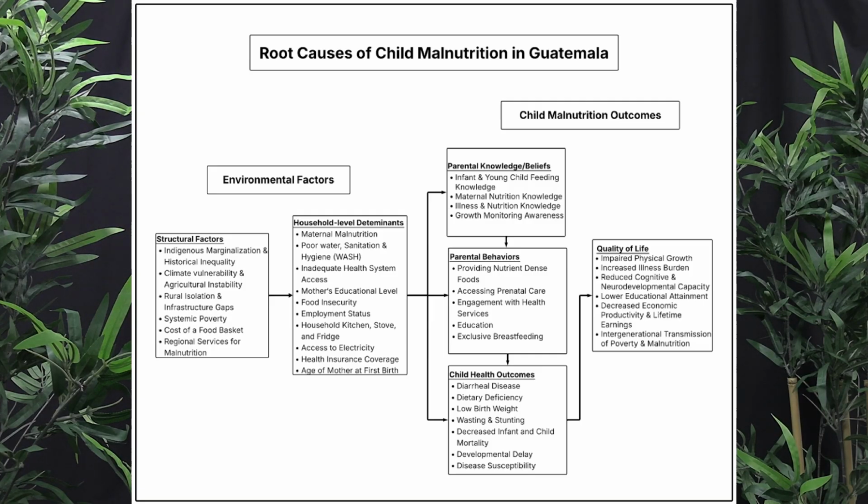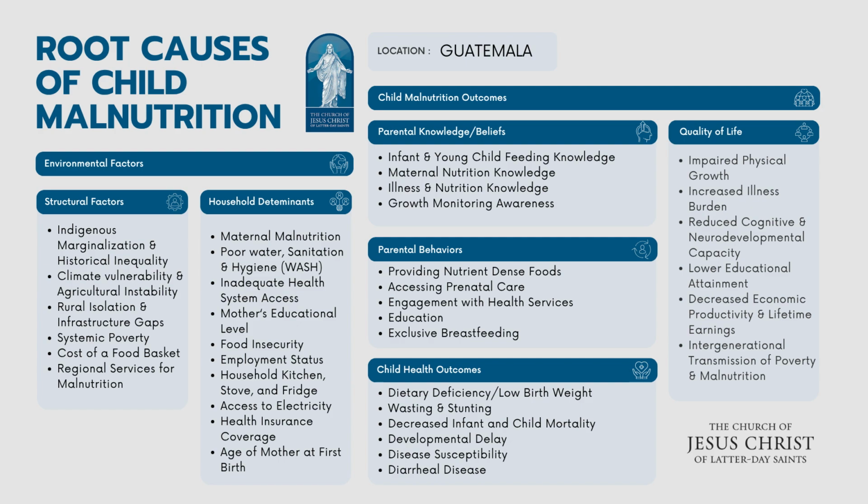Our third deliverable was a logic model, which is where we mapped out which of the variables are most important and how they connect all the way from a structural level down to a home and then to health outcomes for individual children in Guatemala. This logic model creates a process by which we can create interventions because we understand how these problems are connected to each other.